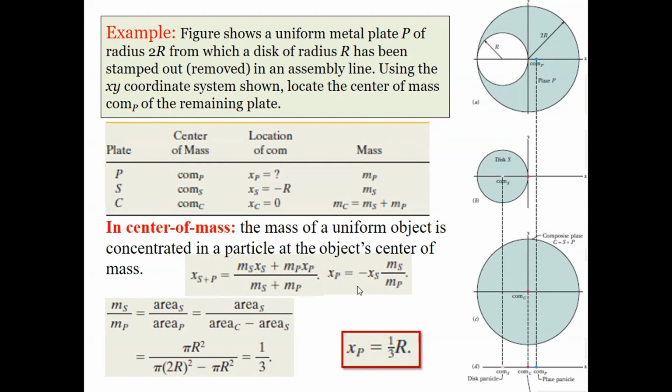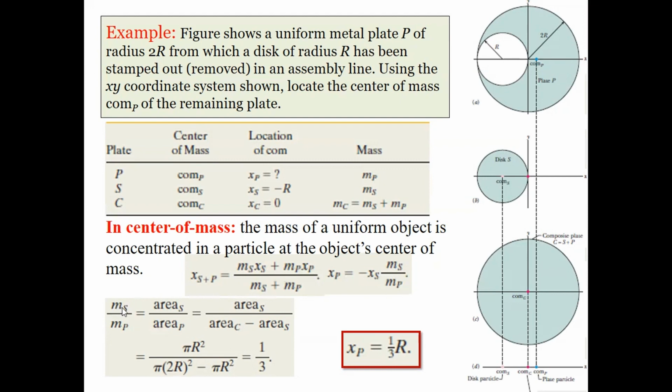And this is due to the fact that the composite has its x coordinate equal to 0. As we have seen, the composite has x equal to 0, so this S plus P coordinate is 0. Therefore, since the total mass is not 0, the weighted values sum is equal to 0. And from that, we come to know x P equals this minus times ratio.